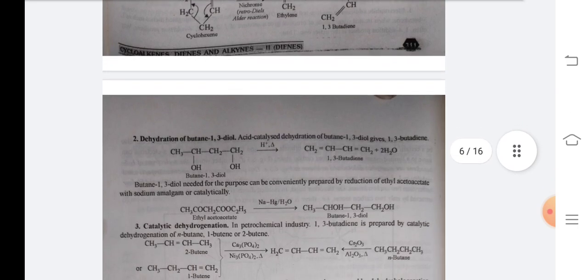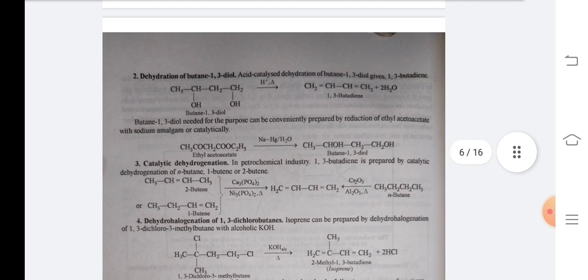Second, dehydration of butane-1,3-diol. Acid catalyzed dehydration of butane-1,3-diol gives 1,3-butadiene. Butane-1,3-diol needed for the purpose can be conveniently prepared by reduction of ethyl acetoacetate with sodium amalgam or catalytically.